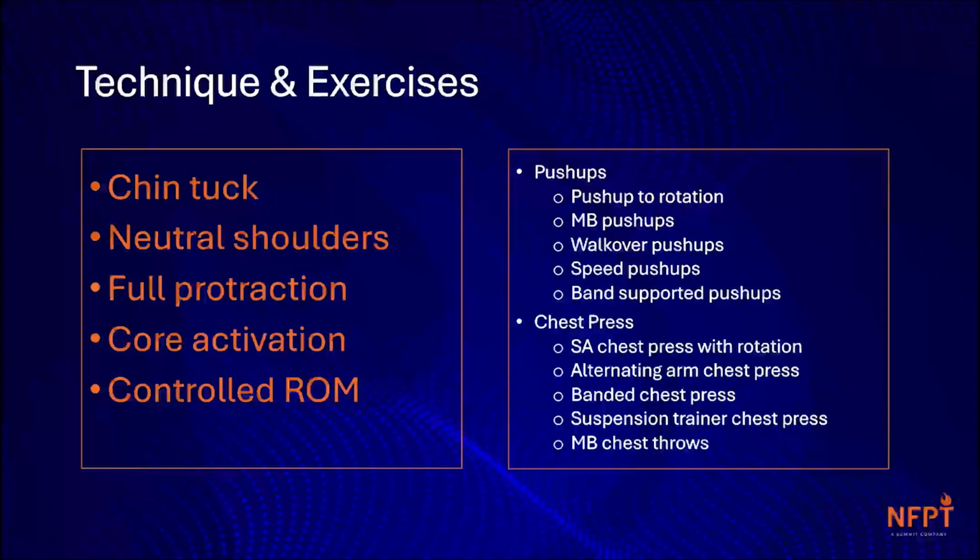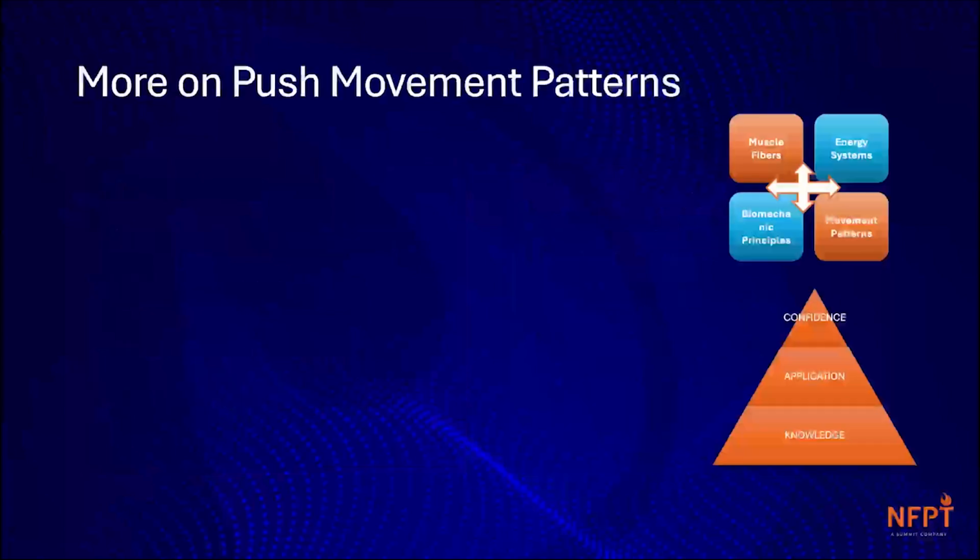You could also do alternating arm chest presses, either with dumbbells or cables. So, you would chest press forward with the right and then chest press forward with the left. You could also do banded chest press to give some variable external resistance. And then, of course, you could also do suspension trainer chest presses or medicine ball chest throws to work on that power and that explosion that we discussed.